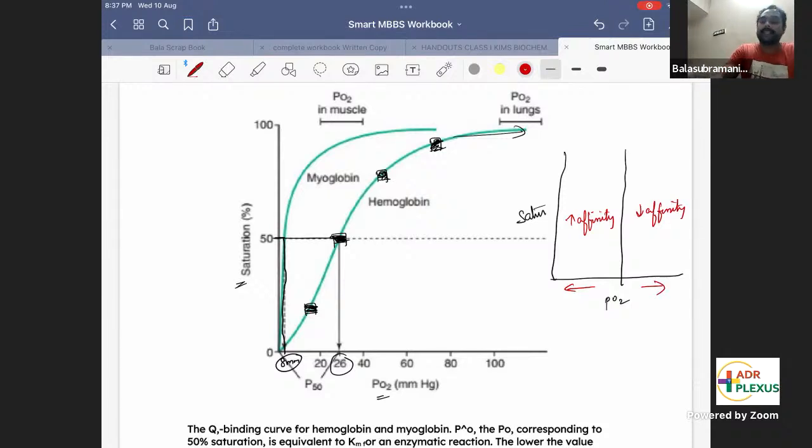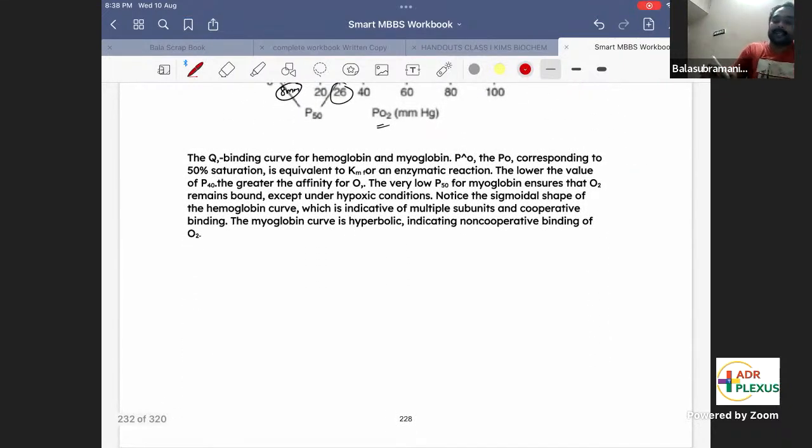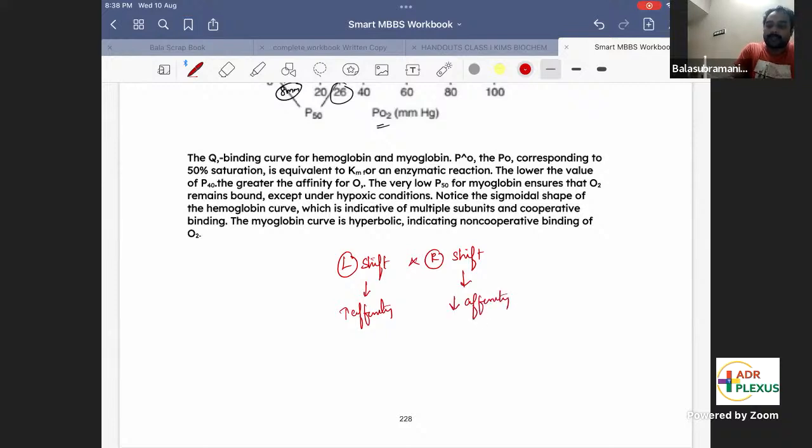So this is called the left side and right side. Anything which increases affinity will push the curve to the left side. Anything which decreases affinity will need a lot more oxygen, which means it will push the curve to the right side. So you must understand that this is called left shift and right shift. Left shift is factors increasing affinity, right shift is factors decreasing affinity.